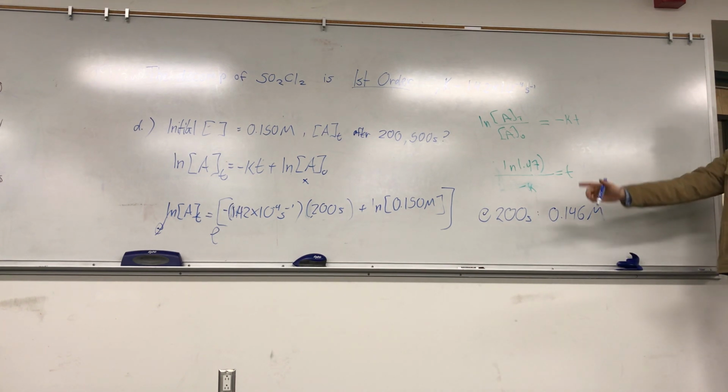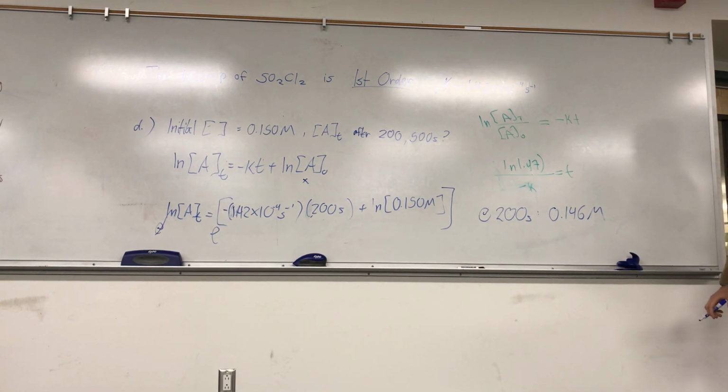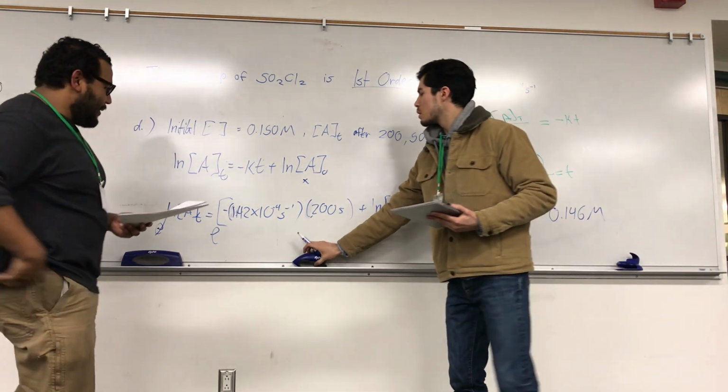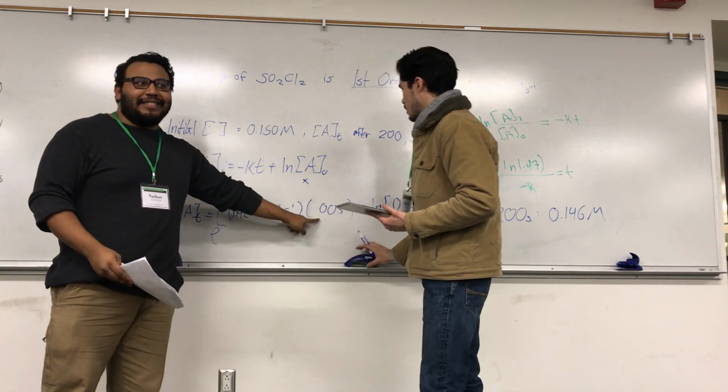For the concentration at 200 seconds. Yeah, that's what I got too. 1.457. I didn't do the other one. And when we do it? Yeah, I got it. 500 seconds. But essentially it's the same thing, right? So what do we get? The only thing that changes is our 500 right there. Right. Yeah.